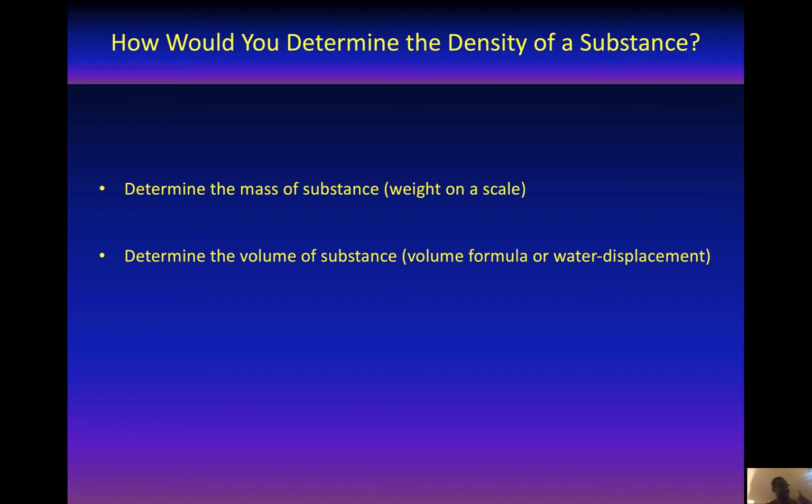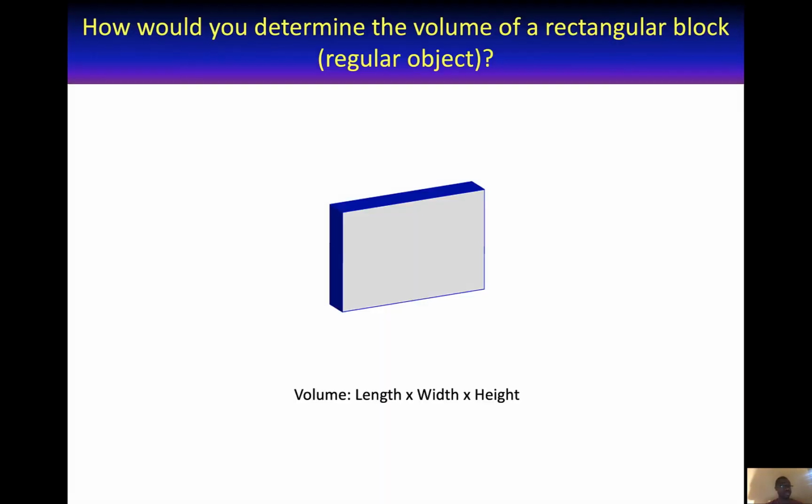Now, if your object is a regular object, you can use a mathematical formula if you know the formula. So what do I mean by a regular object? A regular object is an object with well-defined size. So it has a width you can measure, a height you can measure, and a length you can measure. In this case, this is a solid rectangular block. So I can measure its size because the size is well-defined.